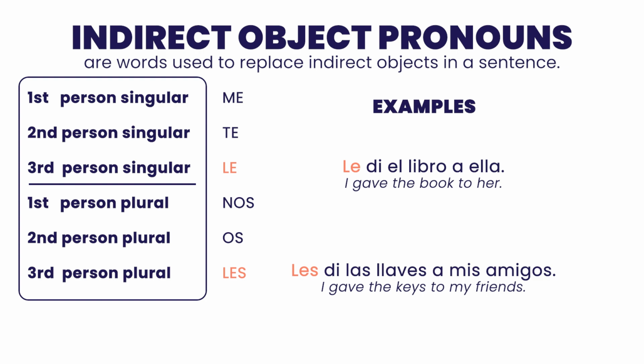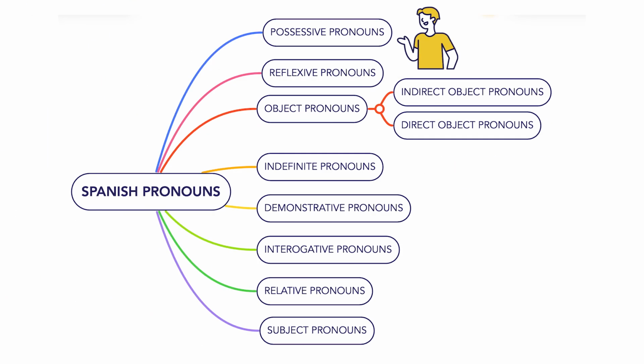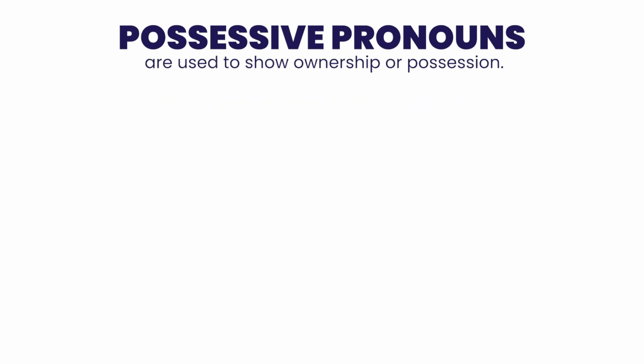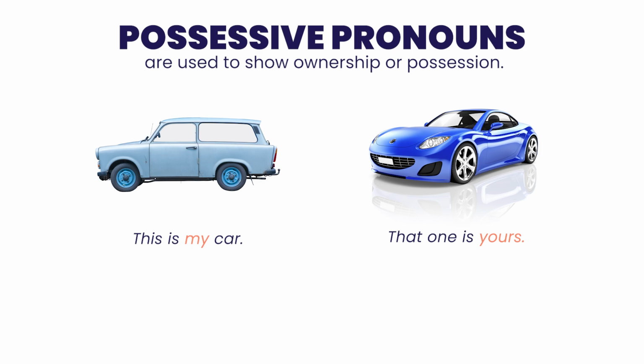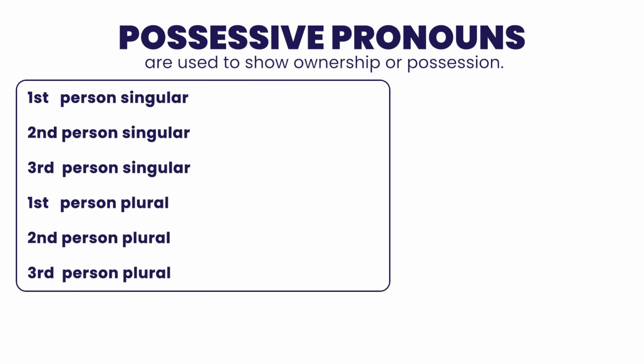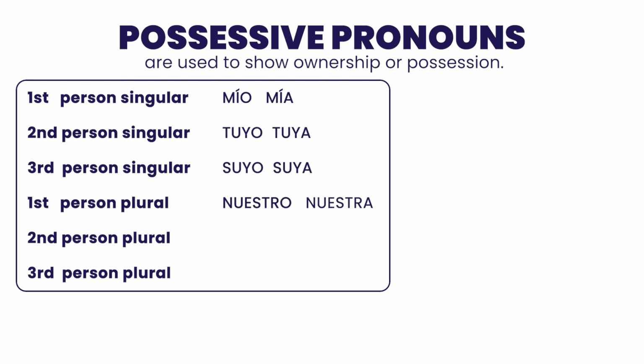Possessive pronouns. Possessive pronouns are used to show ownership or possession. This is my car. That one is yours. Este es mi coche. Ese es el tuyo. In Spanish, possessive pronouns are as follows. Mío. Mía. Tuyo. Tuya. Suyo. Suya. Nuestro. Nuestra. Vuestro. Vuestra.